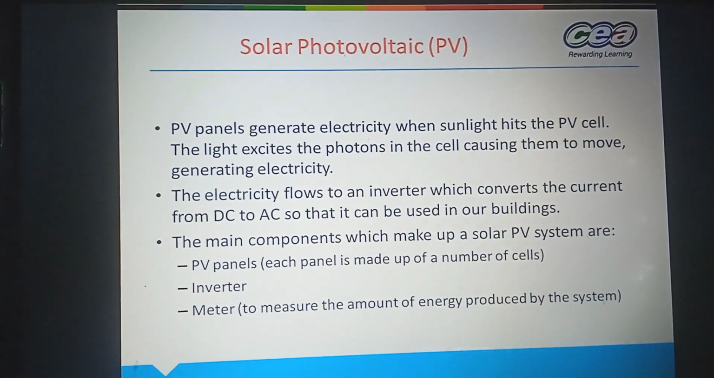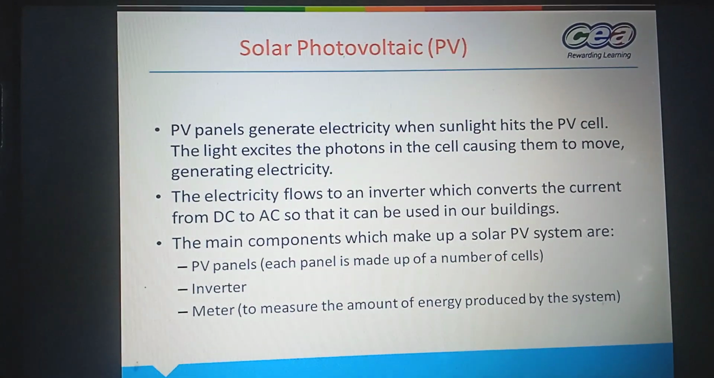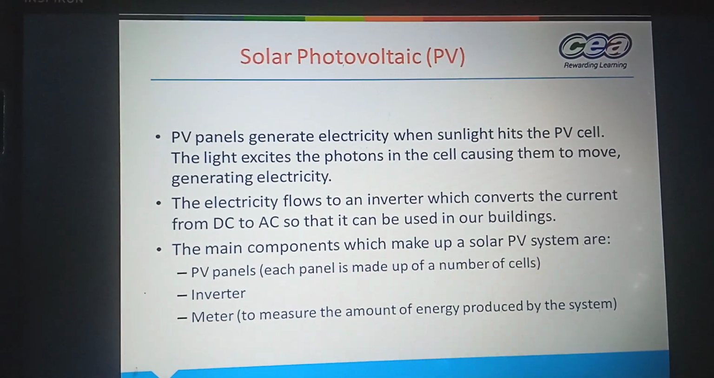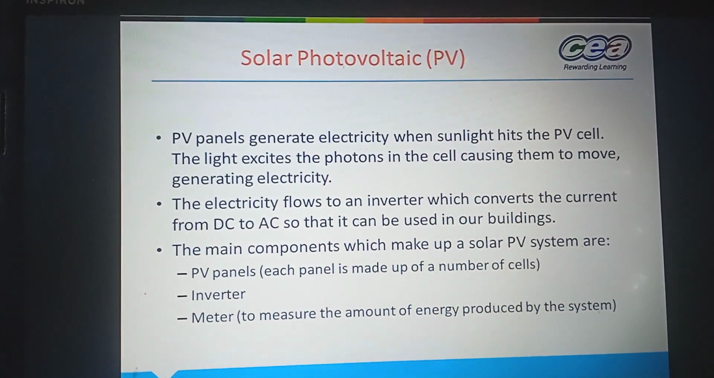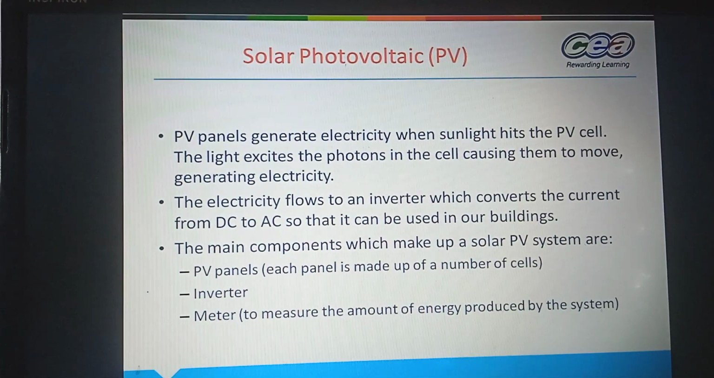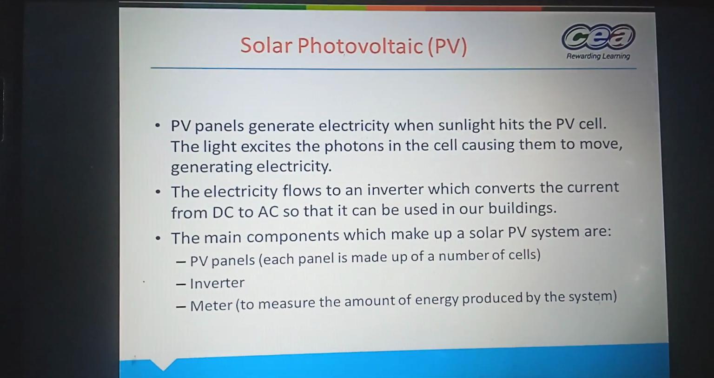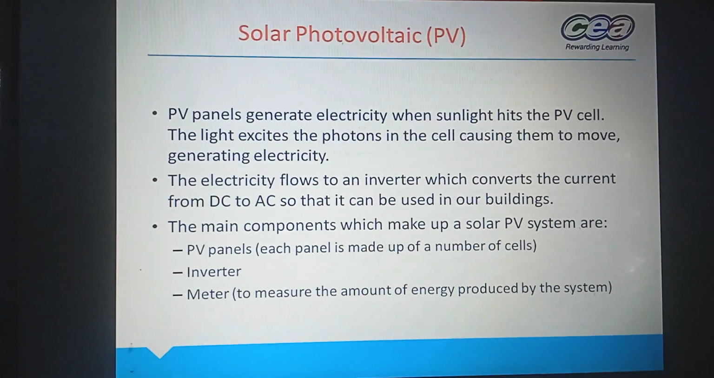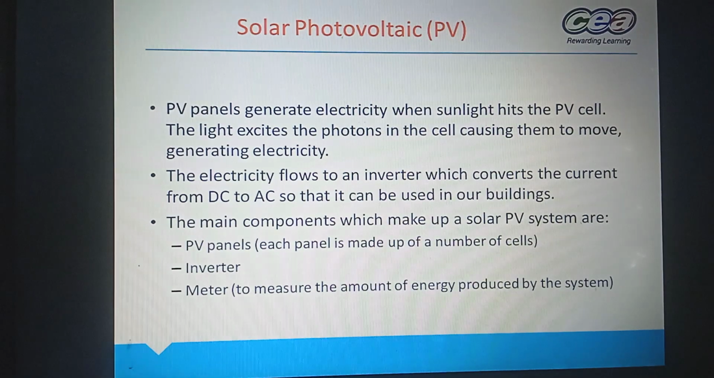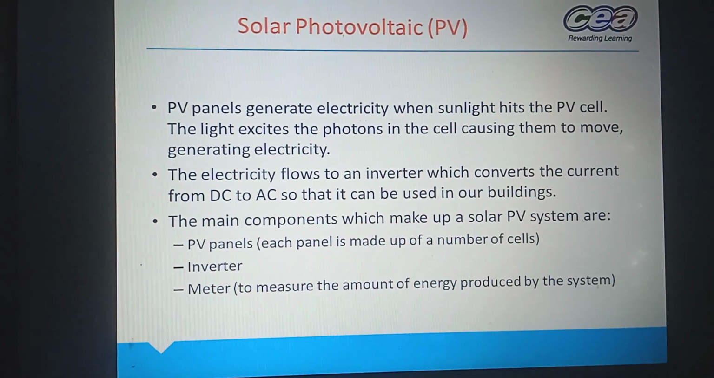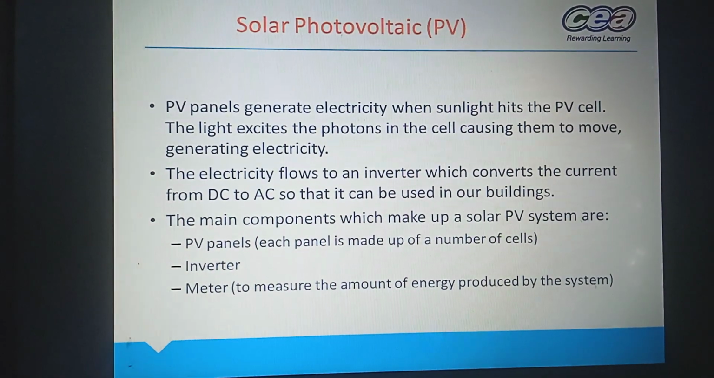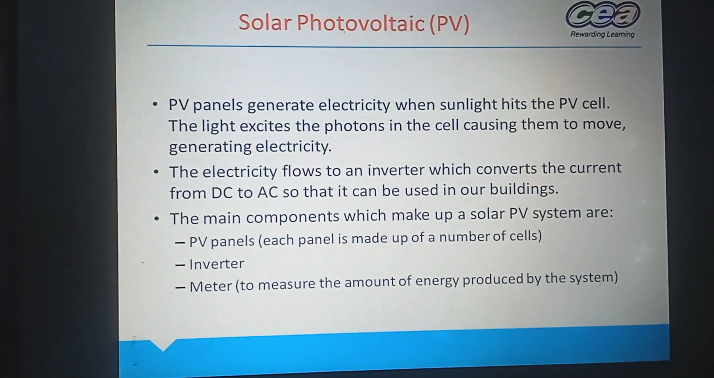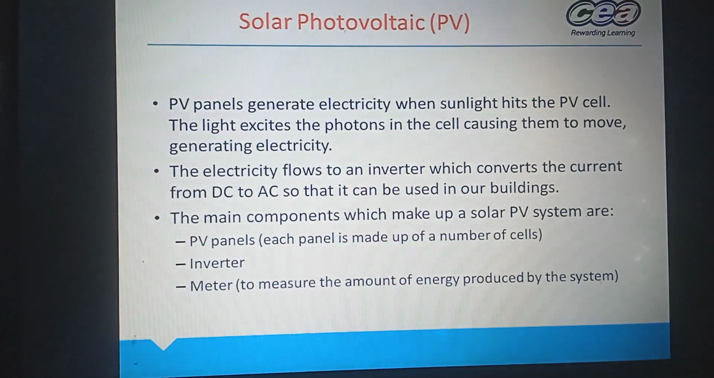The first one, solar photovoltaic. PV panels generate electricity when sunlight hits the PV cells. The light excites the photons in the cell, causing electrons to move and generate electricity. The electricity flows to an inverter, which converts the current from DC to AC so that it can be used in our buildings. The main components which make up a solar PV system.